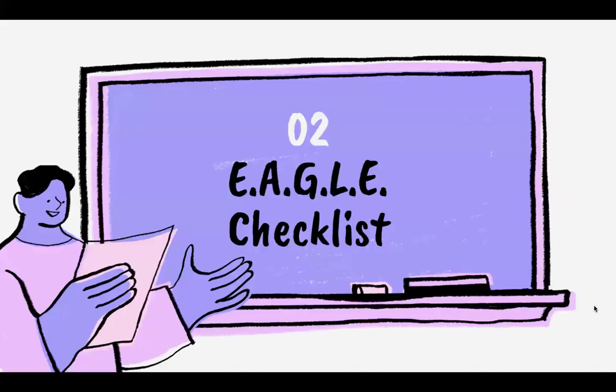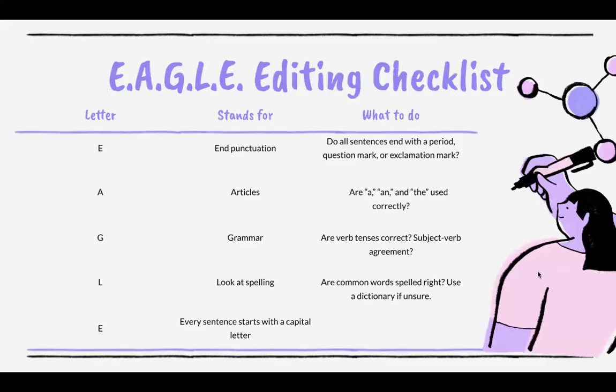So now let's look at the Eagle checklist. E stands for end punctuation, and so you want to ask yourself, do all sentences end with a period, question mark, or exclamation mark? A means articles. So are we using a, an, and the correctly, and words like those? G stands for grammar. So is our verb tense correct?